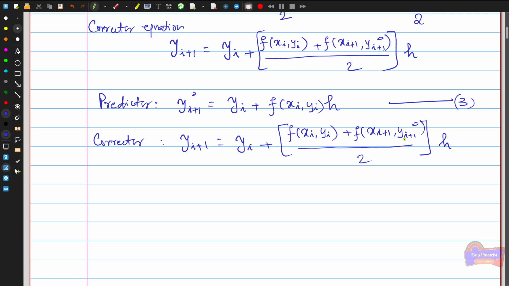That is, the old estimate of y of i plus 1 is used to predict the new value of y of i plus 1, and then this y of i plus 1 is taken as the initial value for the next time step, so that you can easily find y of i plus 2, which is used to repeatedly provide an improved estimate of y of i plus 1.